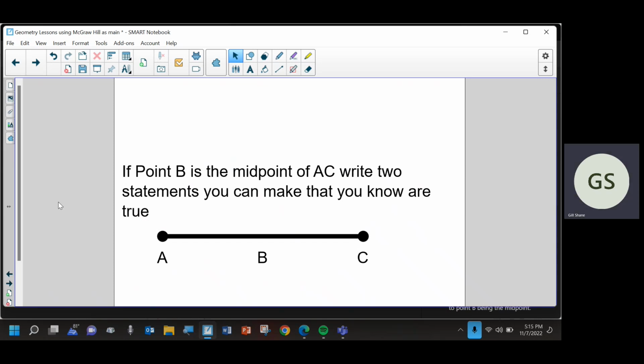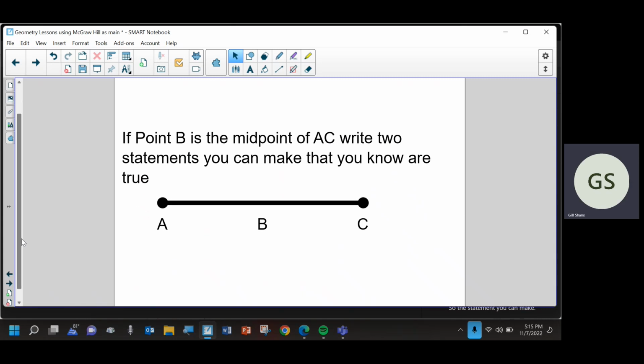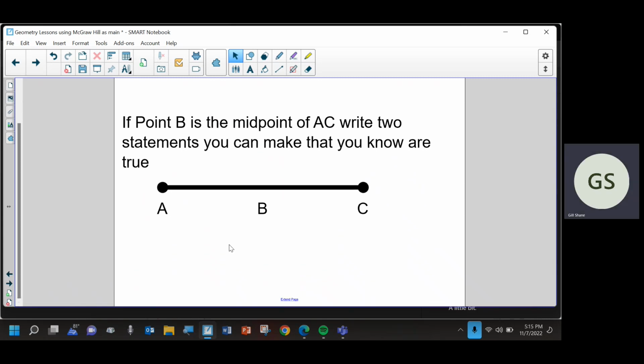So the statement you can make, down a little bit, based on the fact that B is the midpoint. Here, I'm going to do this with my finger. Hopefully that's fine. There we go. We can say, okay, well, if B is the midpoint, that means we have divided the line segment in two. So if I put a midpoint, or approximately where the midpoint would be, that means AB is congruent to BC.